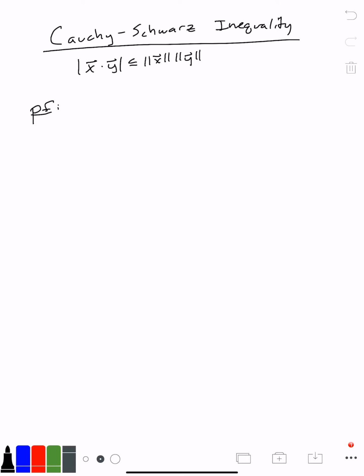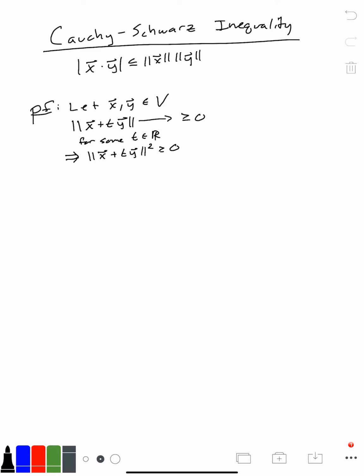What we're going to do is we're going to just take any vectors here, and I'm just going to say it's an arbitrary vector space V, and I'm going to look at the length of the vector x plus t times y for some number t, and it could be any number here. Now we know that since this is a length, it has to be greater than or equal to 0. Okay, and in fact, if you square it, it has to be greater than or equal to 0, which again doesn't have any problems here.